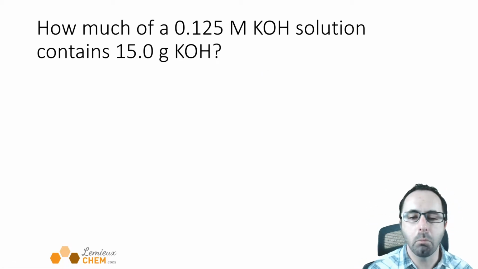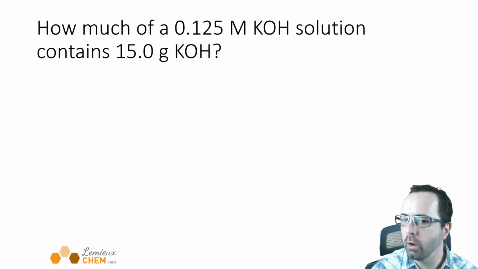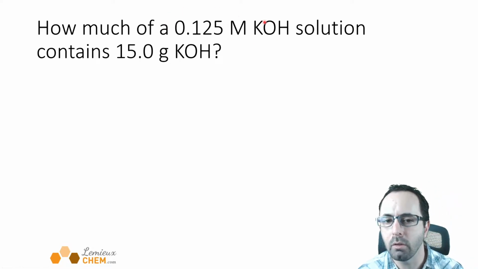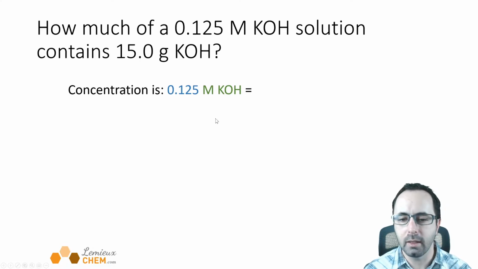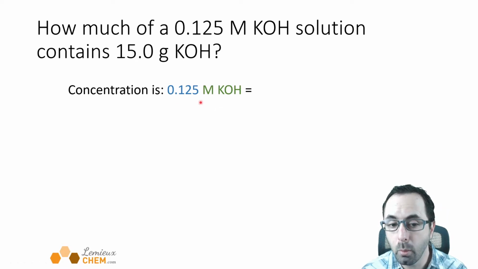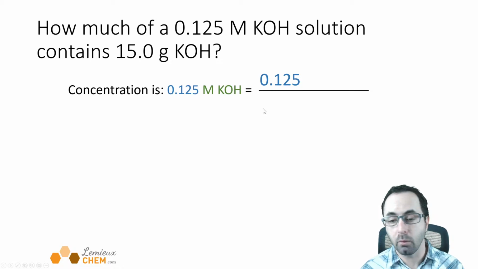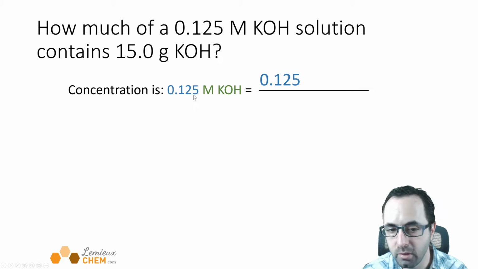Molarity, remember, is moles per liter. When you hear per, you should think conversion factor. So we've got to make this into a conversion factor. Our concentration is 0.125 moles per liter, or molar, of KOH. With this one, we don't have a percent, so with the number, we can just write it. We don't write per 100 because we don't have percent. If we had percent, we'd write number per 100, but this is not a percent.